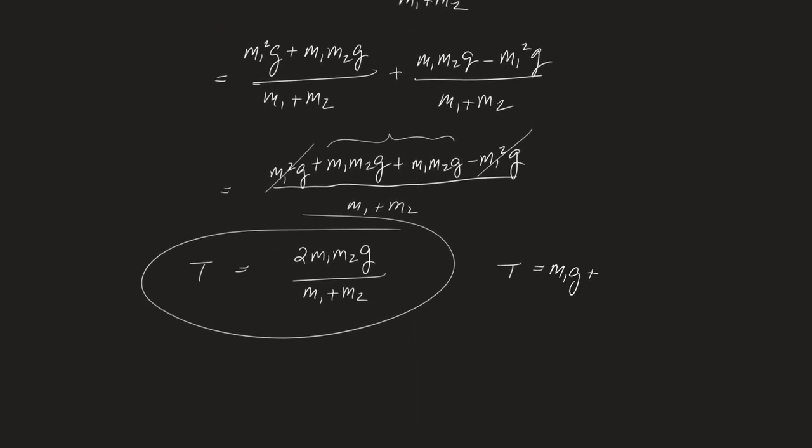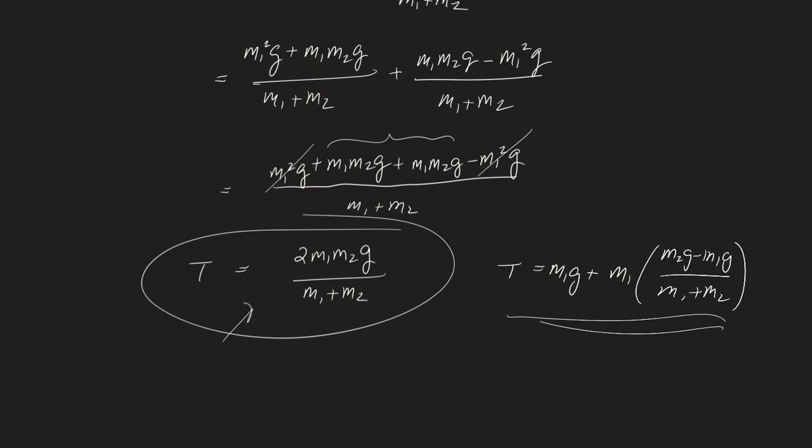m1g plus m1 times m2g minus m1g over m1 plus m2. It's hard to make any kind of reasonable decisions about what could affect the tension when it looks like that. I can make decisions easily here. This is simplified. A change in one variable is easy to see. A change in a variable here is harder to see.